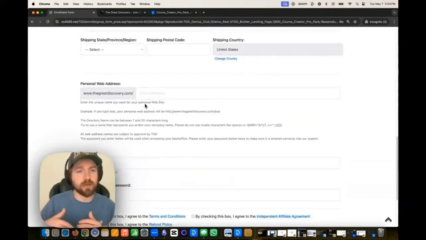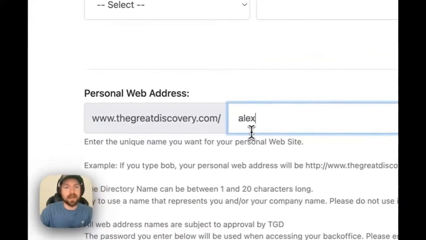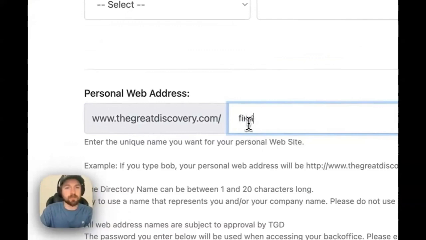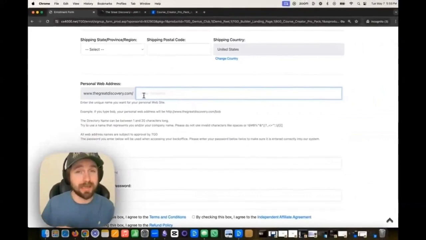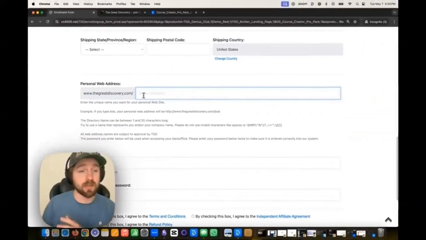Now, the personal web address is how you as an affiliate will refer people to the Great Discovery platform. So mine is Alex. Yours might be your first name. It might be your first name and your last name initial. If you have a very popular first name, it might already be taken. Everybody's URL is unique, so if yours is already taken, you might have to choose another one. You can do your first name, your last name, your business name. I would just recommend keeping it short because you will be sharing it a lot.